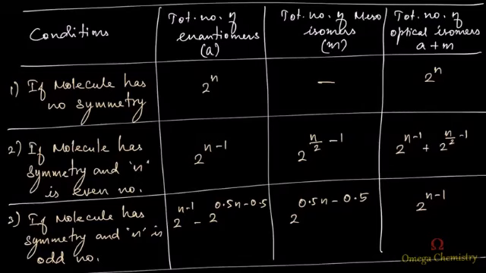Whereas if the molecule has symmetry, and n is an odd number, then this is the formula: 2 power n minus 1 minus 0.5 into n minus 0.5. So this part is nothing but the meso part, and if you add these two, they will get cancelled, and the total number of optical isomers will be 2 power n minus 1 only.